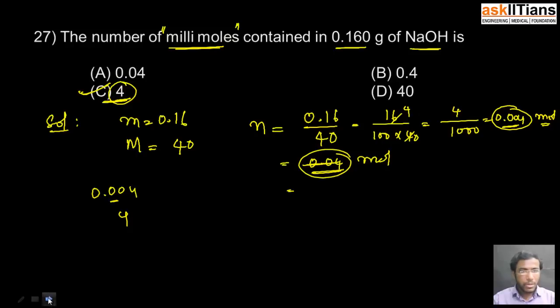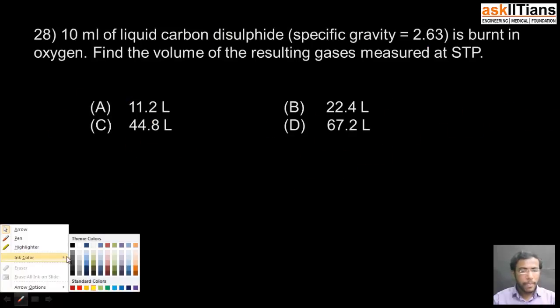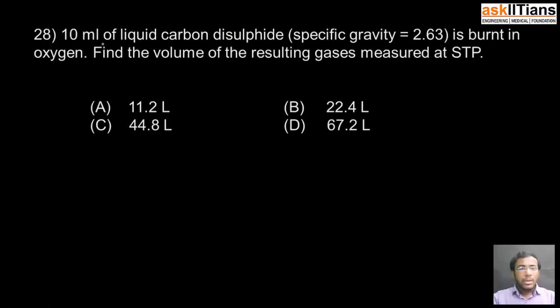Okay, so moving to the next one, 28. 10 ml of liquid carbon disulfide whose specific gravity is 2.63 is burned in oxygen. Find the volume of the resulting gases measured at STP. To do this question, you have to know the reaction between carbon disulfide and oxygen. What are the resulting gases produced? This is the primary thing you have to know here. If you don't know this one, then forget about the question.